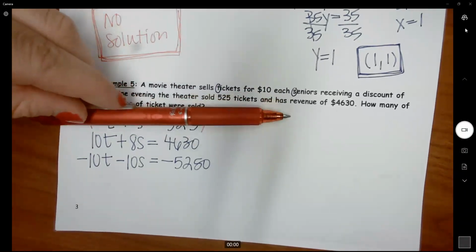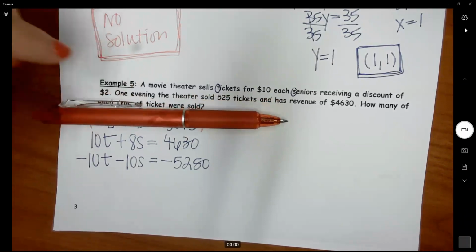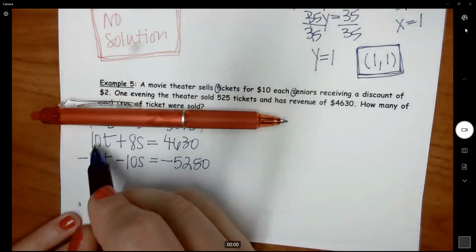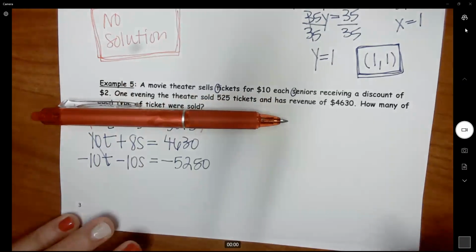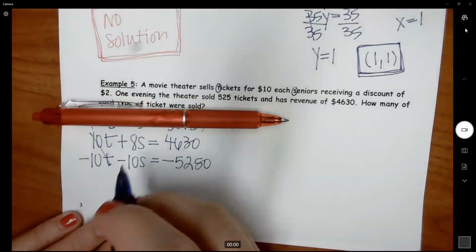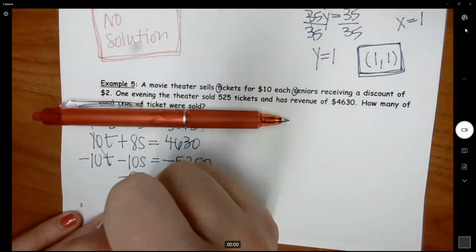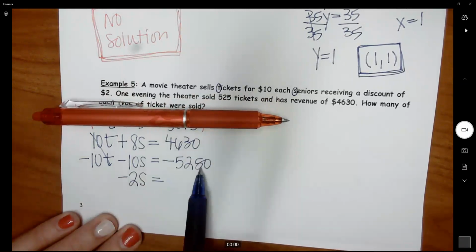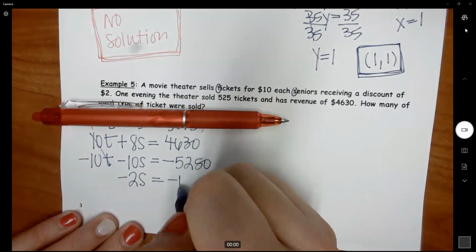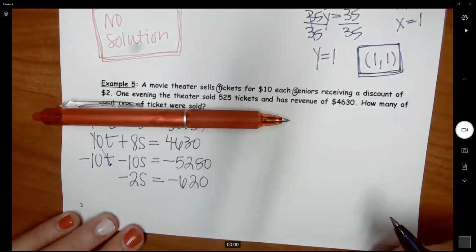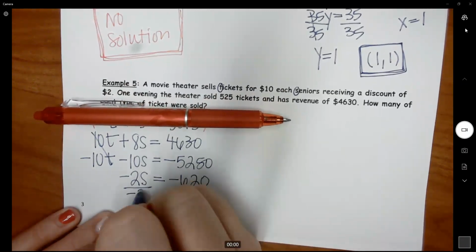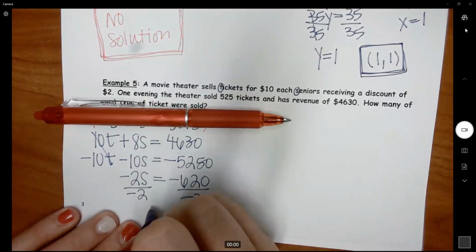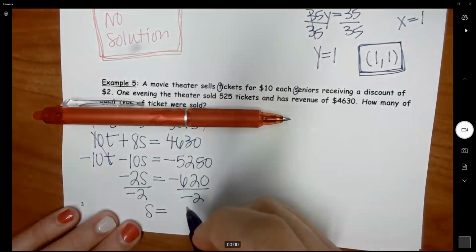So now I don't care about this top one. And let's eliminate. 10 minus 10 is 0, so that's gone. 8 minus 10 is -2, so -2S. 4,630 minus 5,250 is going to give me -620. Divide by -2. And S equals 310.